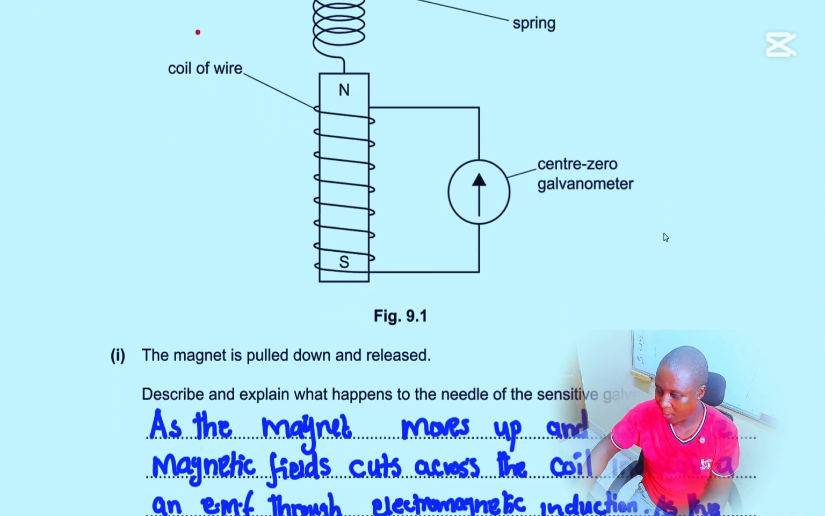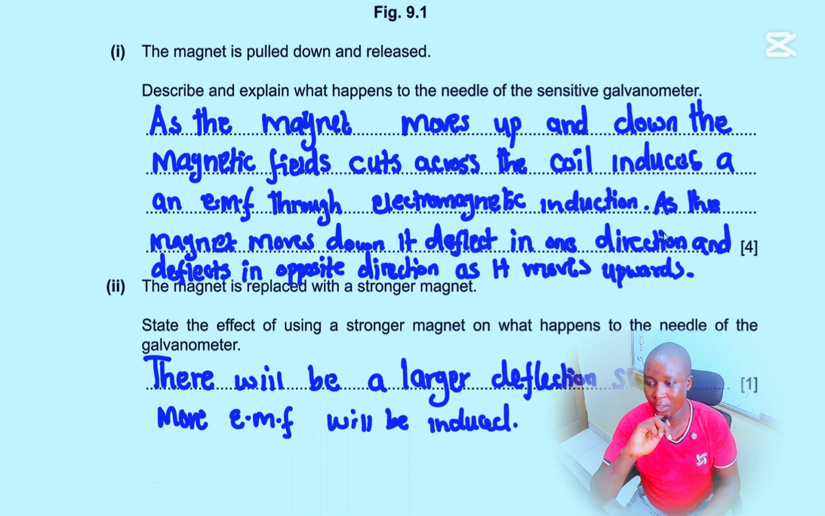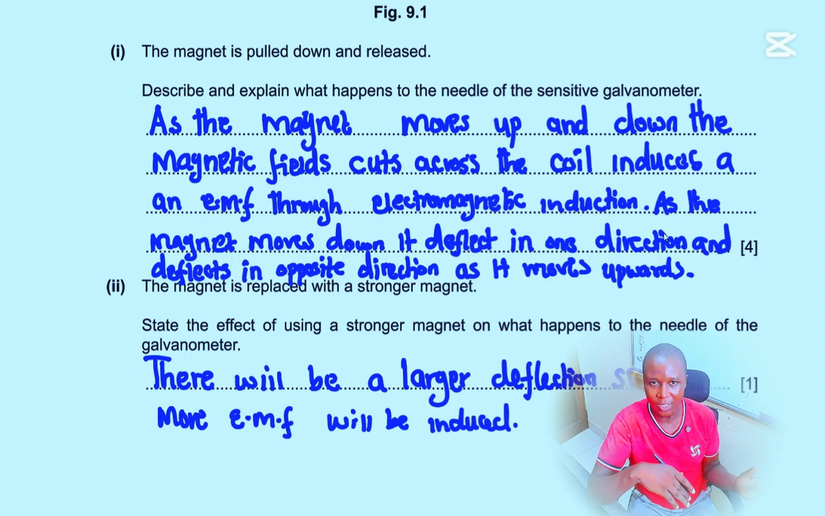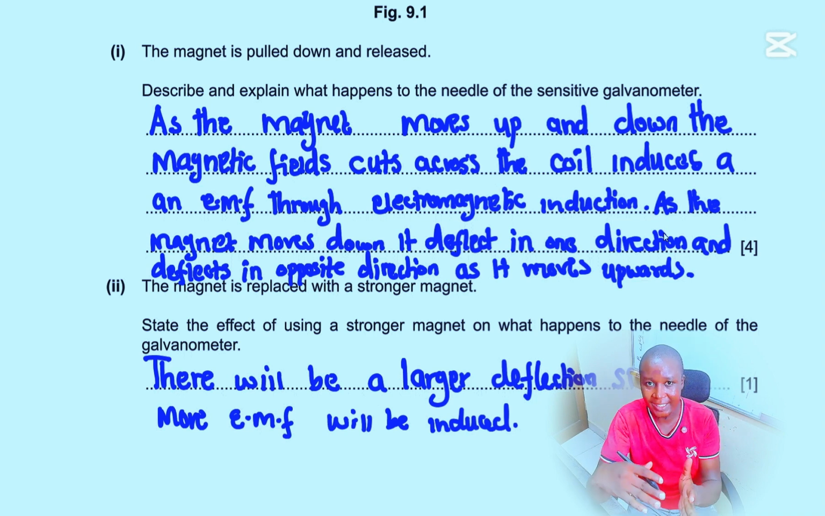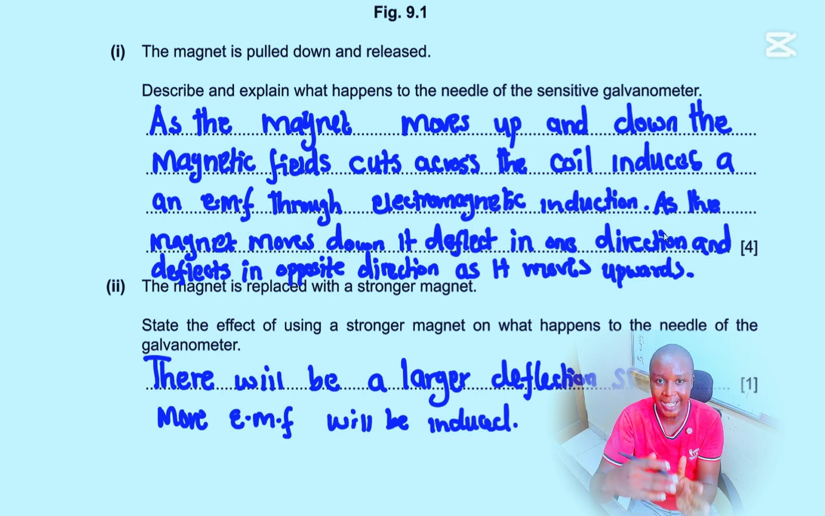So how are you going to put it when they ask that in your exam? You're going to say that the magnet moves up and down, and as the magnetic field cuts across the coil, it induces an EMF through electromagnetic induction. As the magnet moves down, the galvanometer deflects in one direction. As the magnet moves up, the galvanometer deflects in the opposite direction, because current will be flowing in the opposite direction.